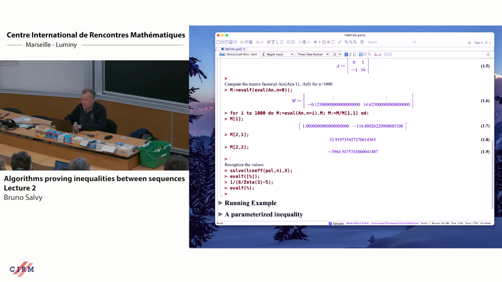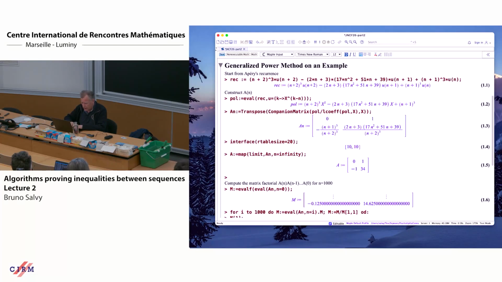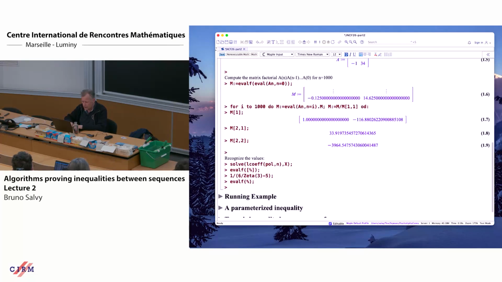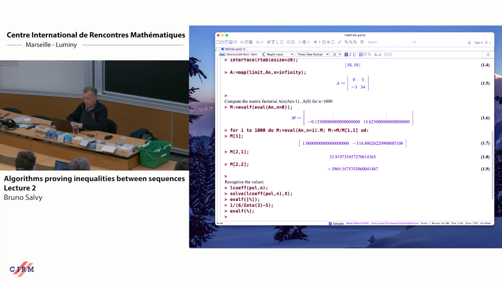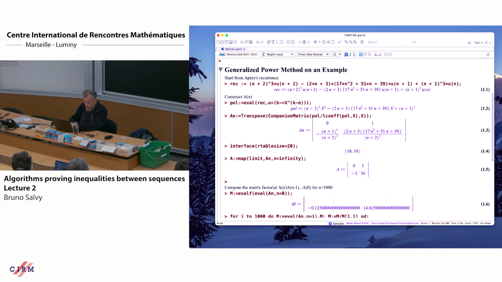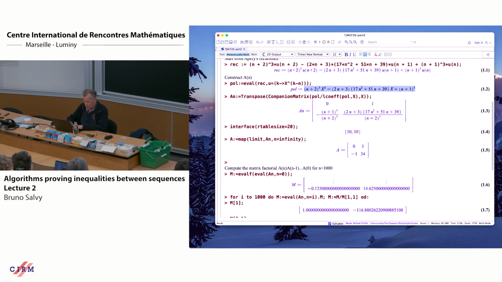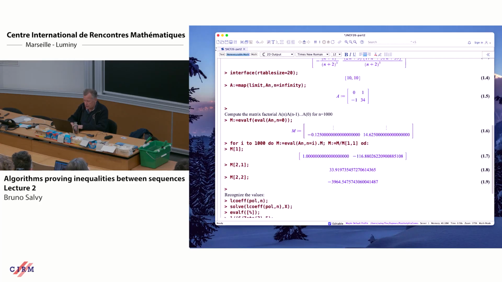Okay, and you recognize the values. First, I can look at, did I have the characteristic polynomial? No, I didn't have it. So let's take the characteristic polynomial of the matrix: you take the leading coefficient of this version with respect to n, right? The coefficient of n cubed. So that's the characteristic polynomial of that limit matrix.